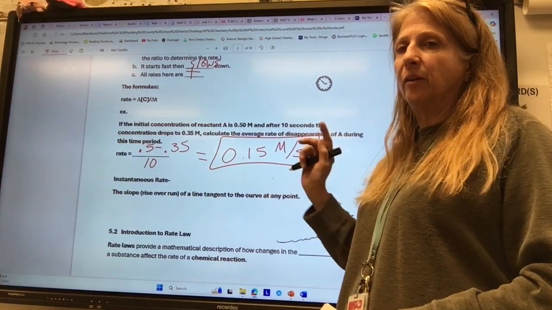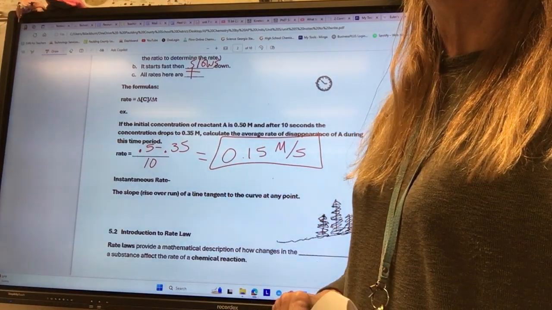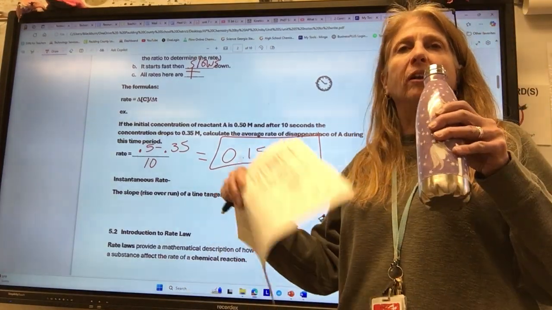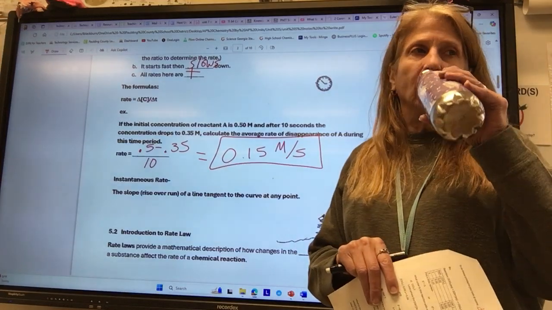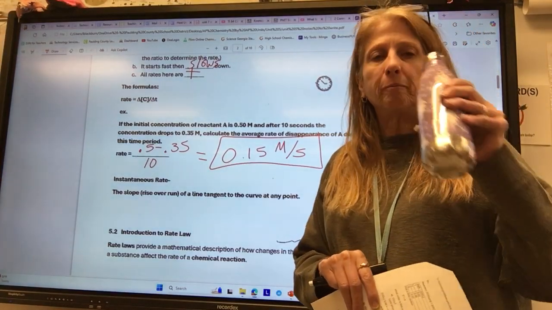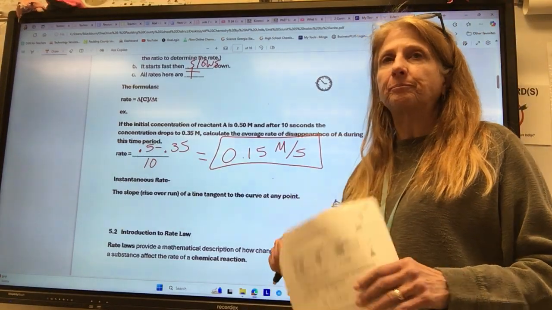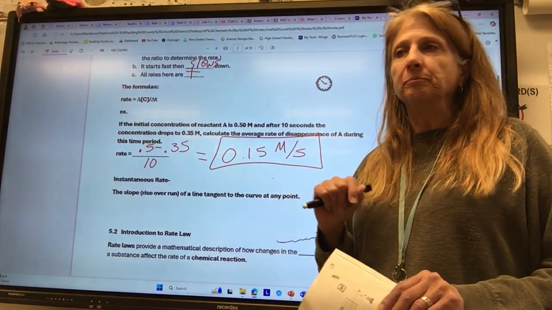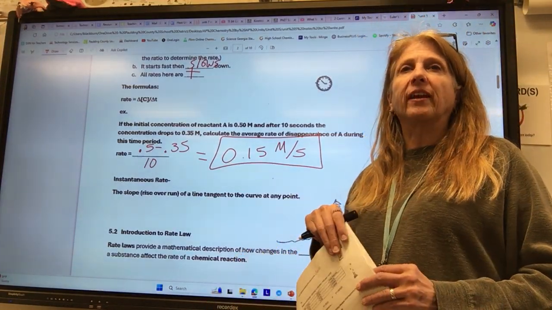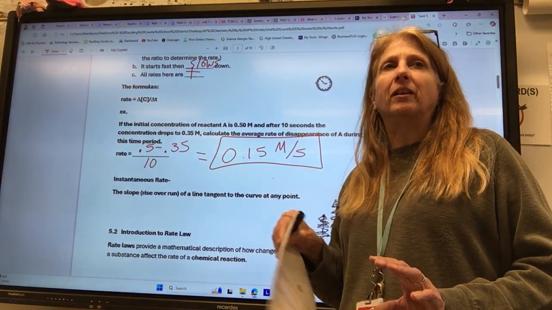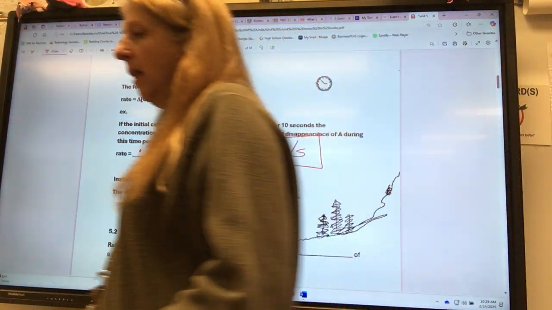I want everybody to have your calculator out. We're going to be doing a lot of example problems. I want you to calculate along with me. Every problem, I want to make sure you can get the same answer I got. Anybody need to borrow a calculator to calculate along with me? If you do, come get one right now.